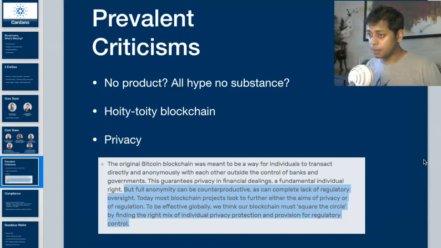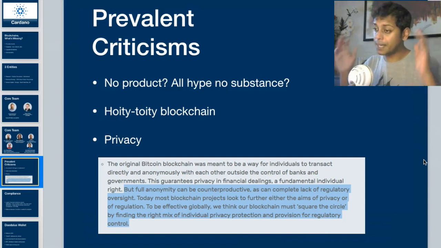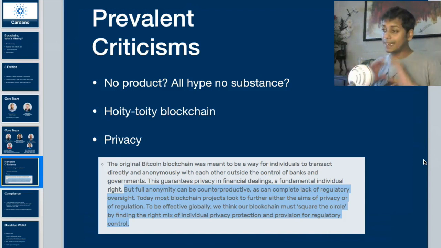The original Bitcoin blockchain was meant to be a way for individuals to transact directly and anonymously with each other outside the control of banks and governments. This guarantees privacy in financial dealings, a fundamental individual right. But full anonymity can be counterproductive, as can complete lack of regulatory oversight. Today, most blockchain projects look to further either the aims of privacy or regulation.